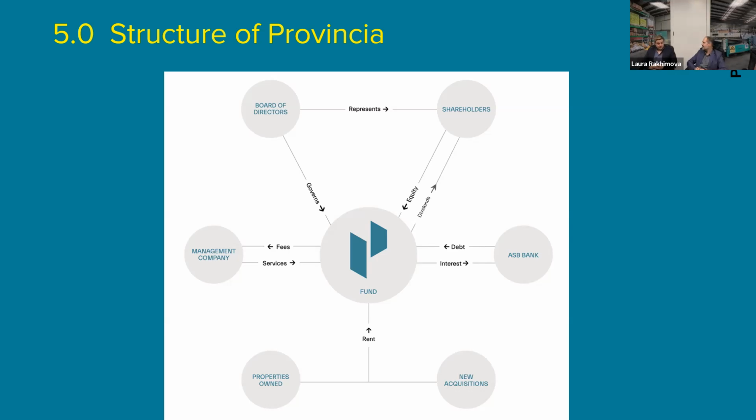Anything to add to that? No, it's a pretty thorough diagram. Yeah, so we decided on a limited liability company because it was simple, easy to understand. Shareholders own shares in the company, and the company owns all the properties. So that's why we decided on that structure.